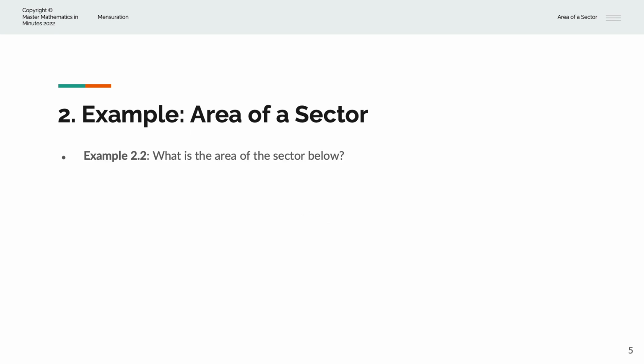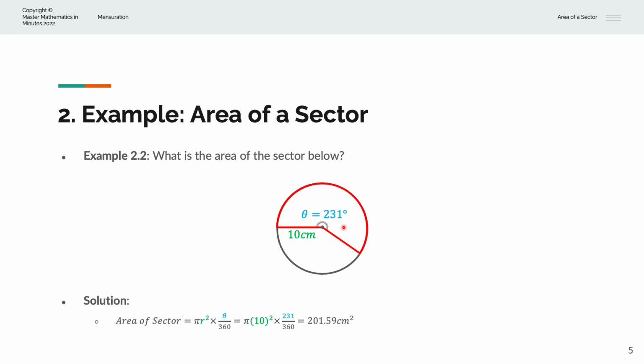In the second example, we're asked to calculate the area of the sector below. We're given a circle with radius of 10 centimeters, and the angle of the sector is 231 degrees. And so, the area of the sector is equal to pi r squared multiplied by theta over 360, and that is equal to pi, and we will replace r by 10 because that is the radius of the circle, and we'll square that, multiplied by 231 over 360, and that is equal to 201.59 centimeters squared.